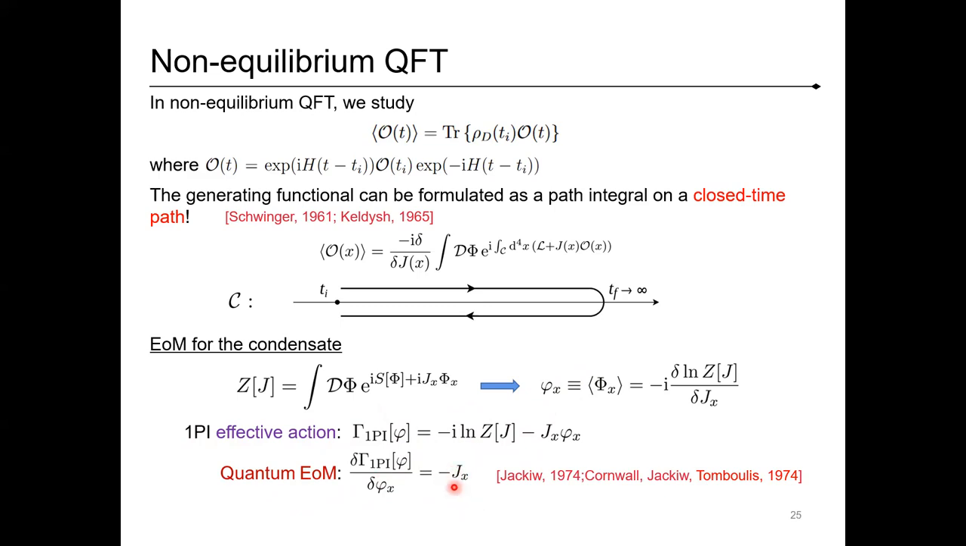Okay. Now, every quantum correction to the classical equation of motion is encoded in the effective action. You can compute the effective action at any loop order. And the higher loop order you can compute, the more corrections you have to the classical equation of motion of phi.